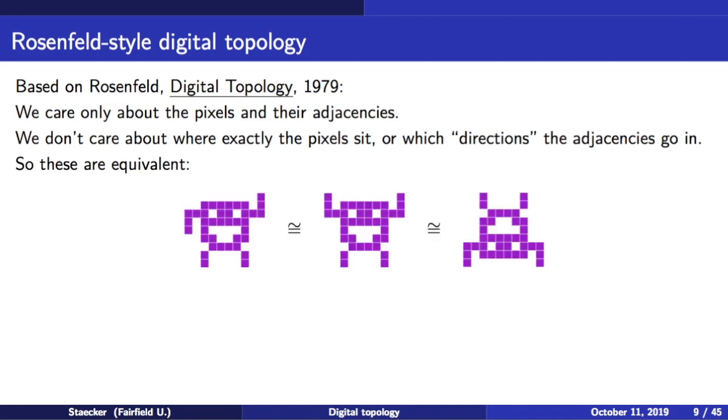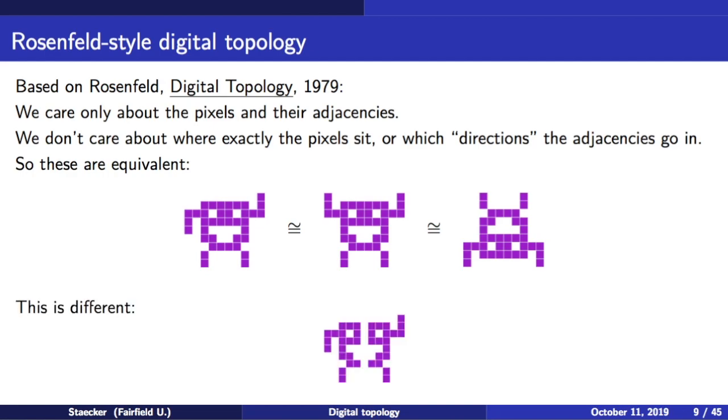So in digital topology, these are all the same. You can see there's some differences. Like here, the arm goes down, but here it goes up. But topologically, it's the same. They're geometrically different, but we want to consider them to be topologically the same. And this over here is just a rotation of this one. So again, in the topology, we don't care about rotation.